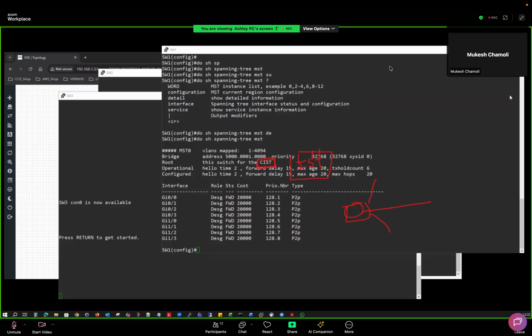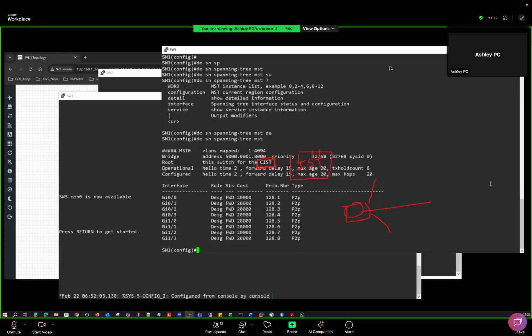Sir, what about the cost? 20,000 is written over there. What is that? Which cost? The interface has a role, then status, then cost. As it is a gig interface, the cost depends upon your designated port. So this cost, they are saying 20,000. How will the 20,000 come?